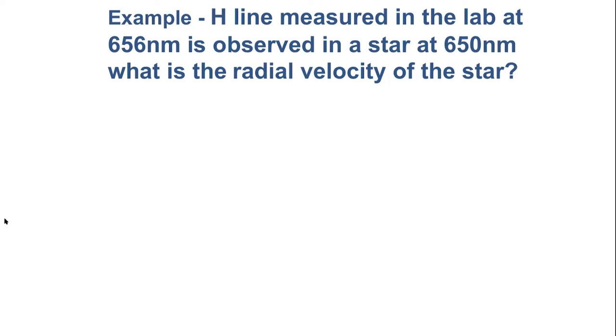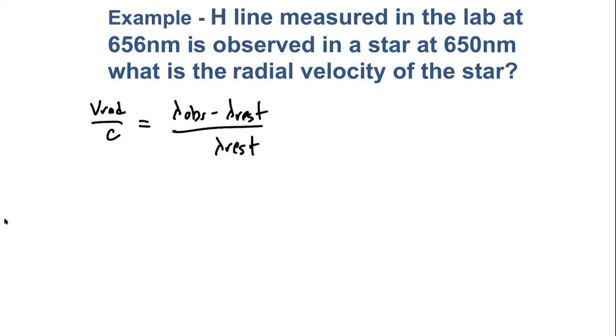Okay, let's write down our equation. We know that V rad over C equals lambda obs minus lambda rest divided by lambda rest. Again, let's write down all of these things that we know. We know what C is, it's the speed of light. We'll get to that in a second. But which is lambda obs and which is lambda rest? This is the most important thing now. Make a guess, and we'll see if you're right.